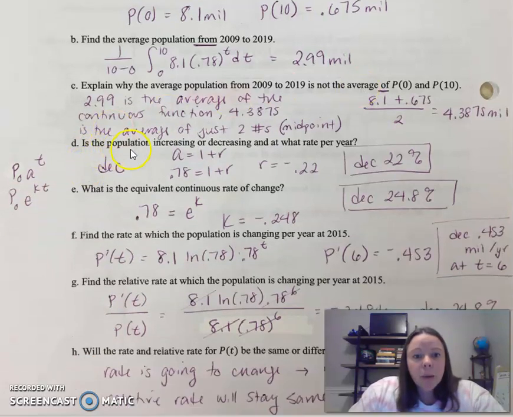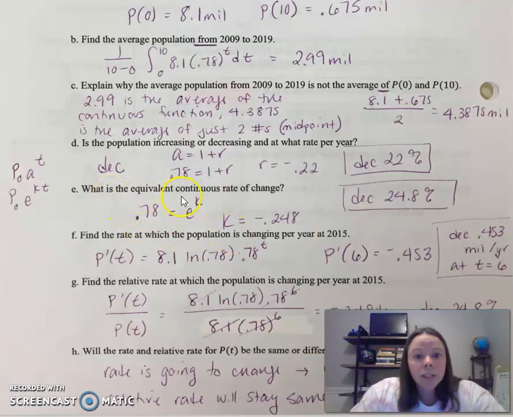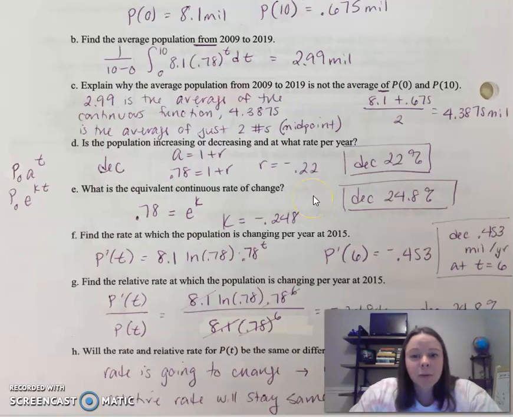All right, is the population increasing or decreasing, and at what rate per year? Okay, so this is back, we're just reviewing now. So take that 0.78, remember that's equal to 1 plus r. A equals 1 plus r, so subtract over 1, you have a rate of negative 0.22, so decreasing 22%. What is the equivalent continuous rate? So remember, you have 8.1 e to the kt, so set that 0.78 equal to e to the k to figure out the continuous rate. So natural log both sides. Told you just some review embedded in here.